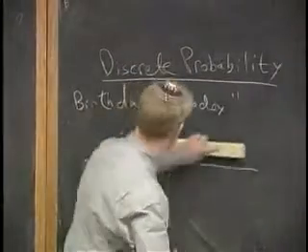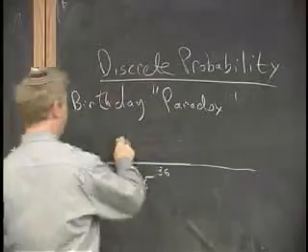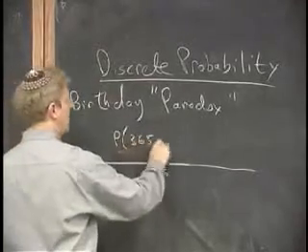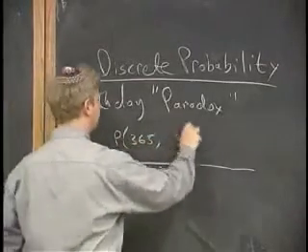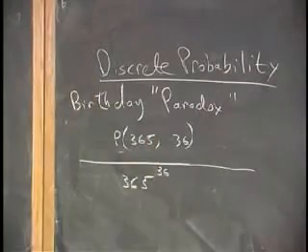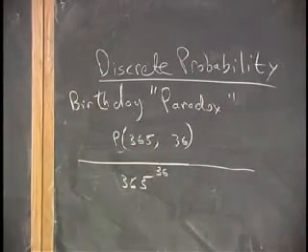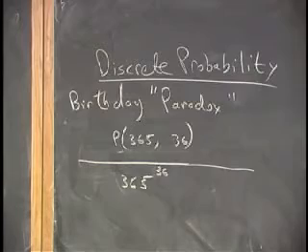Okay, smarty pants. Good. It's P(365, 36). Good. Now that you're fancy, you can write that. All right. Well, now what?